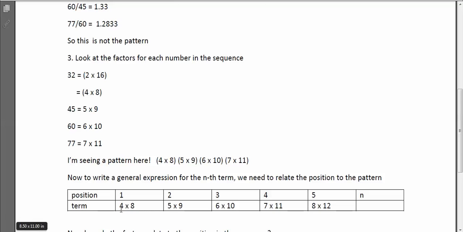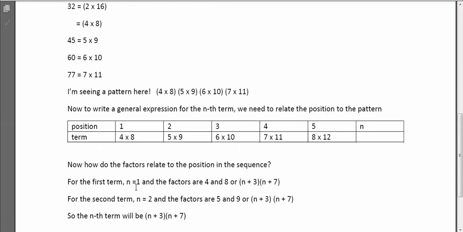So for instance here, if this is position number 1, the number 4 is the position number plus 3. And the second number is the position number plus 7. And so I can write that down here. So if this is n, 1 plus 3 is 4, 1 plus 7 is 8. For the second one, 2 plus 3 is 5, 2 plus 7 is 9, 3 plus 3 is 6, 3 plus 7 is 10. So my general term in this sequence is going to be n plus 3 times n plus 7. So let's try it and see.